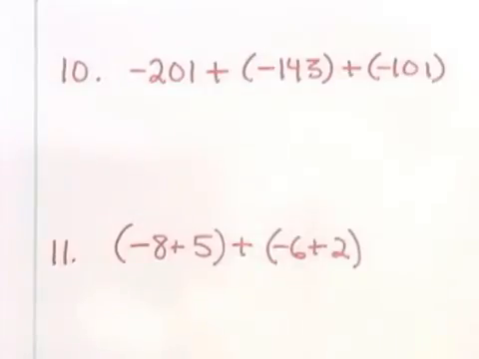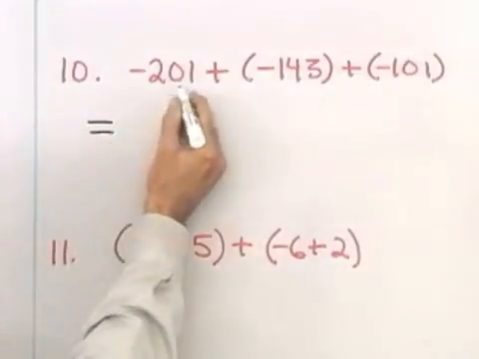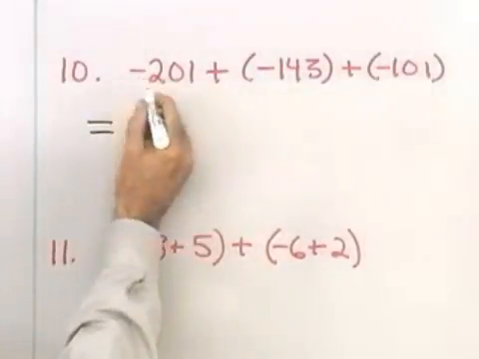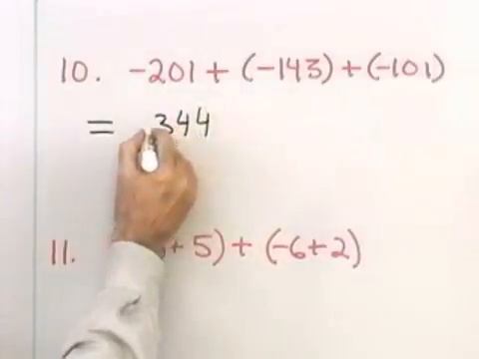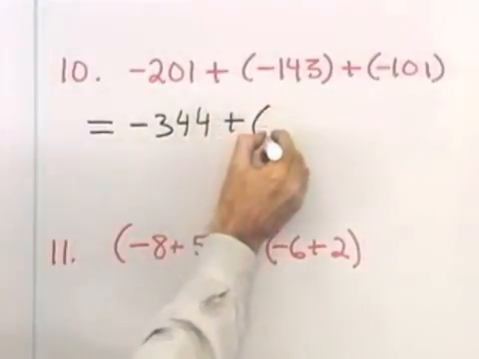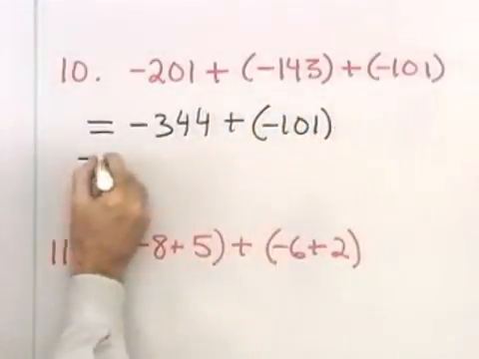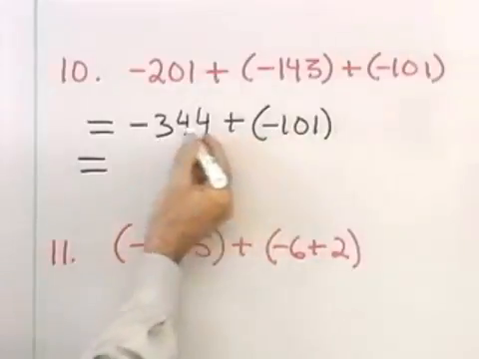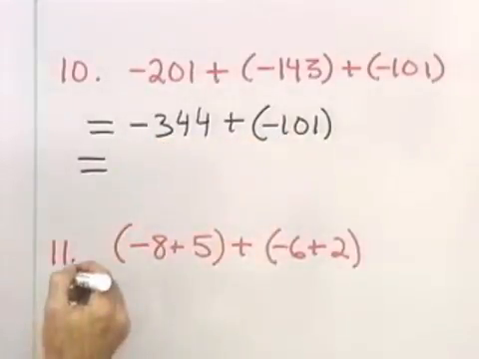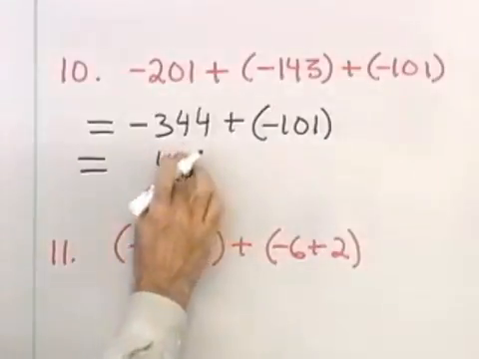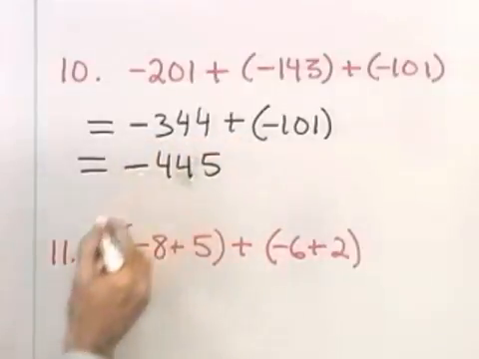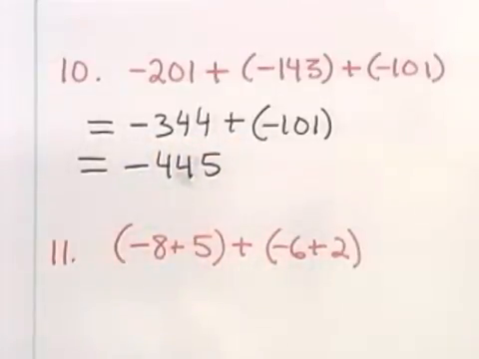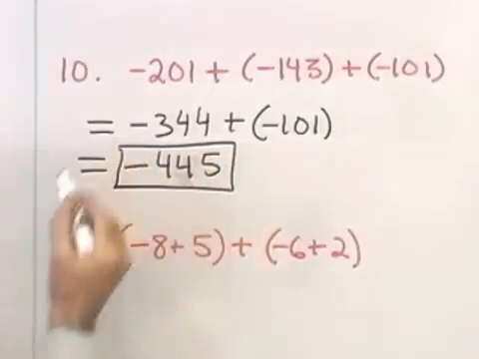-201 plus -143 plus -101. So I'm going to add -201 and -143, same sign, so I add absolute values, and I get 344. The common sign is negative, so I use a negative sign. Now I add these two numbers, they have the same sign, so I add absolute values, I get 445. The common sign is negative, so the answer is negative. So I end up there with -445 for the answer to that problem.